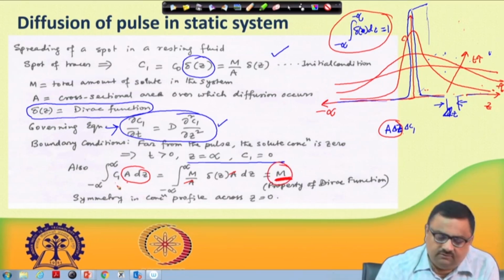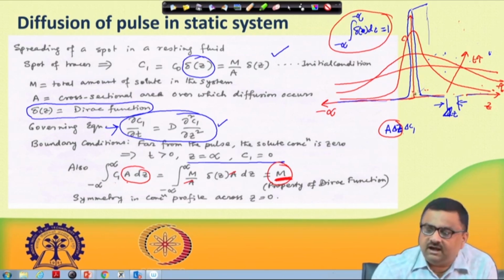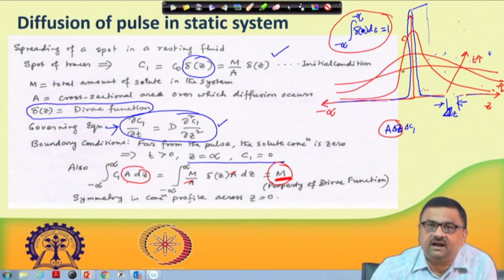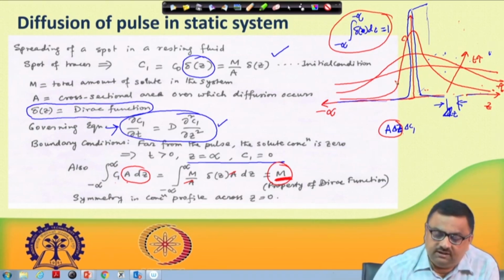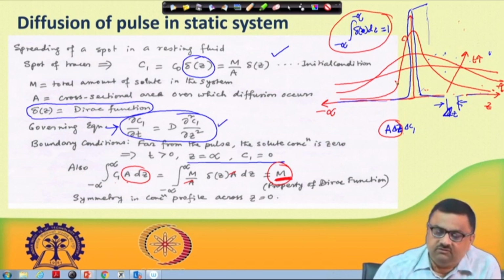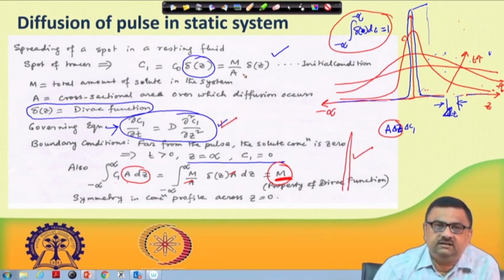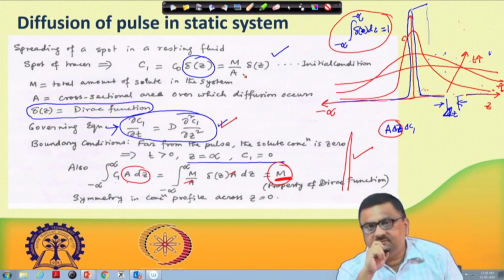Another applicable condition is that there is a symmetry at z equal to 0. Because by symmetry we are only working with z equal to 0 to infinity, the right part of the problem, and we said that the left part will be the mirror image. That means there is a symmetry in the concentration profile at z equal to 0. With these conditions known, and with this governing equation and this initial condition, the equation can be solved.